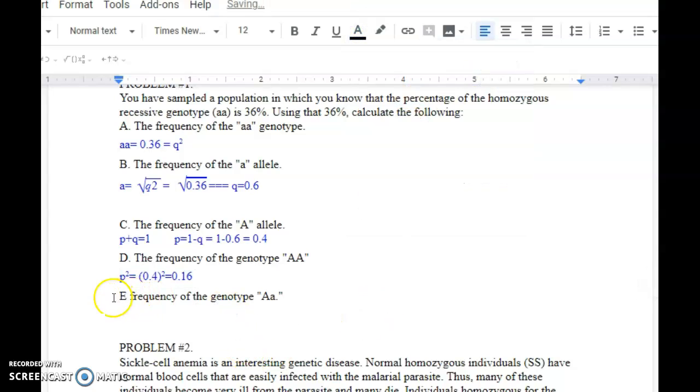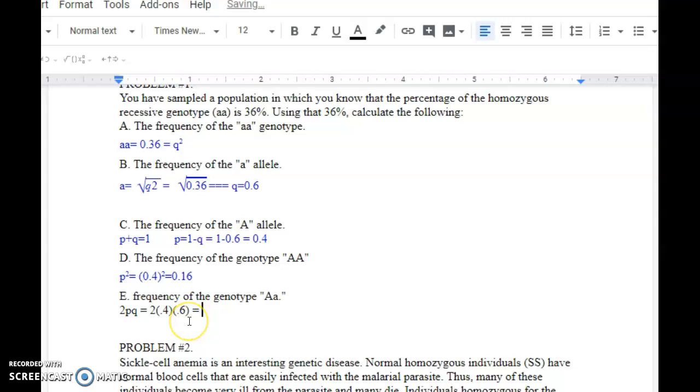All right, and finally we got step E, our last step. So we got to find the heterozygote, so that's 2pq, and I'm glad I don't have to do any more squares here. So that simply equals 2 times 0.4 times 0.6.